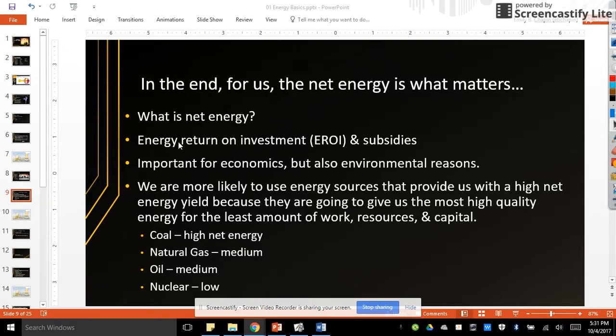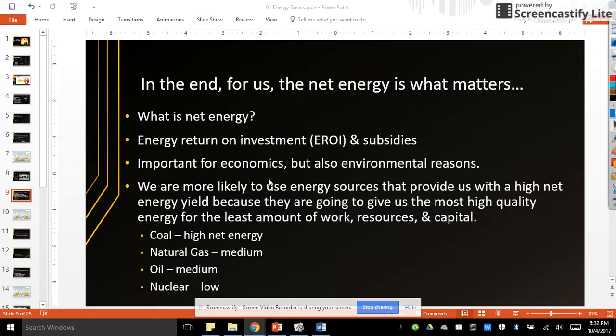But we're also thinking here about the energy return on investment. So this is in contrast to the costs that are involved with the extraction and obtaining of the resource. So it has a very high net energy yield and a high energy return on investment. But if it doesn't have a high net energy yield or a good energy return on investment, then the government will utilize subsidies in order to make the energy resource more competitive in the market. So net energy and EROI are important for economics, but also they're important for environmental reasons.